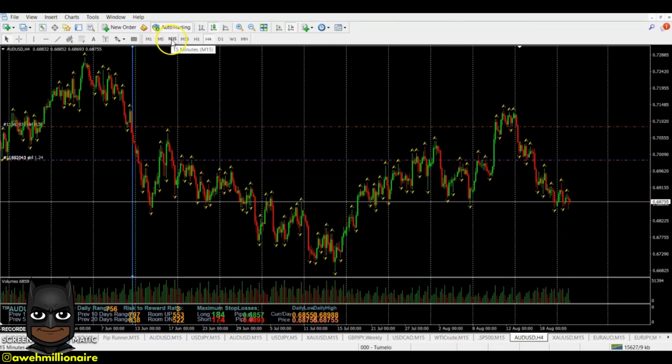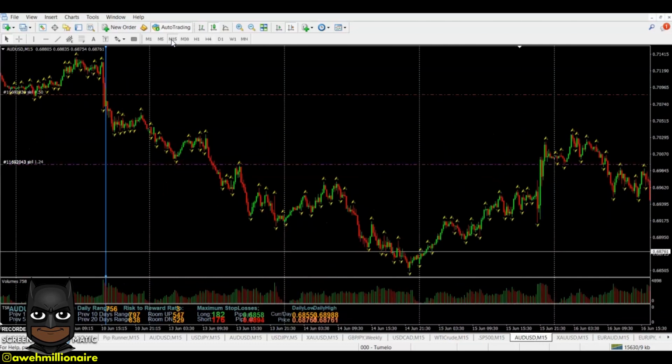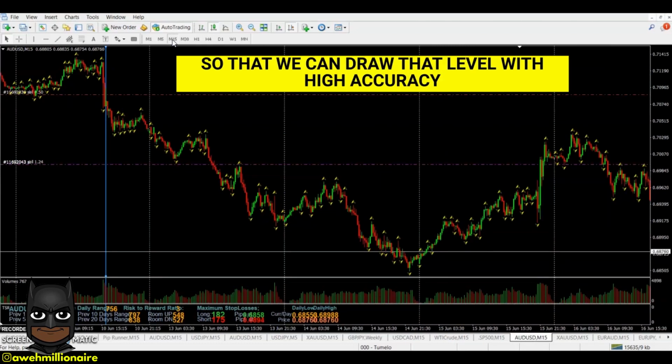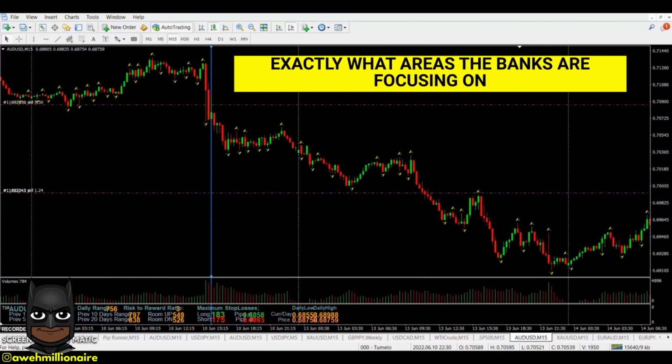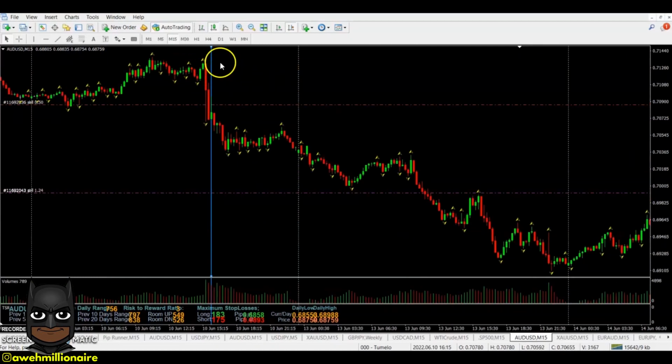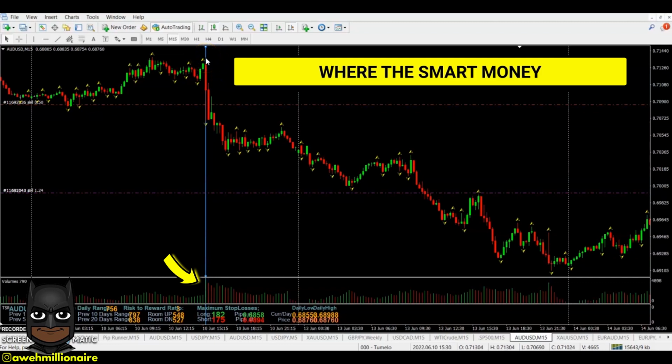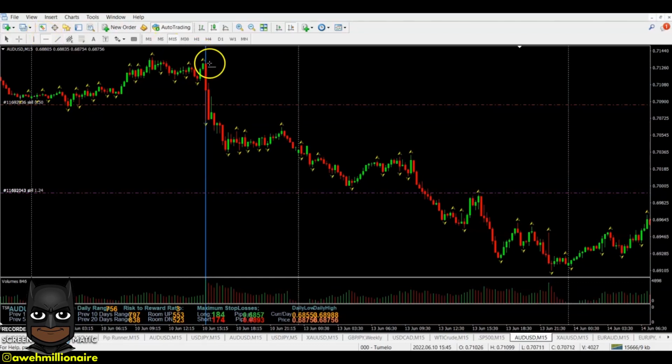Now that we have identified our potential supply level for the setup, we go to the M15 time frame and go to that level so that we can draw that level with high accuracy, because we want to see exactly what areas the banks are focusing on. So all we do is use our FX volume indicator to look for high volume spikes, which show us with high probability where the smart money was stepping in the market at that time. And this is where we draw our supply level.